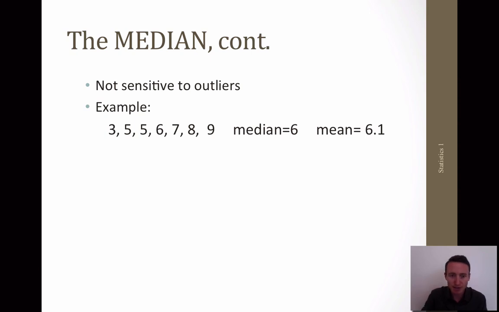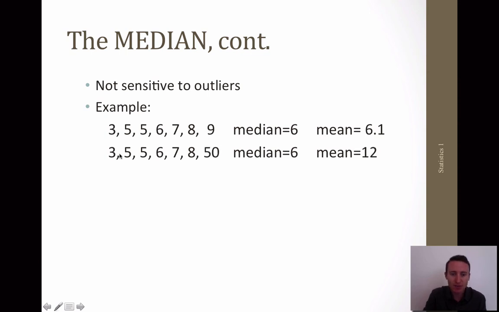Now imagine what happens if you take this score, this 9, and turn it into an outlier. So all of the scores are exactly the same, except that 9 becomes a 50. Clearly 50 is an extreme score. It's very different than the others.